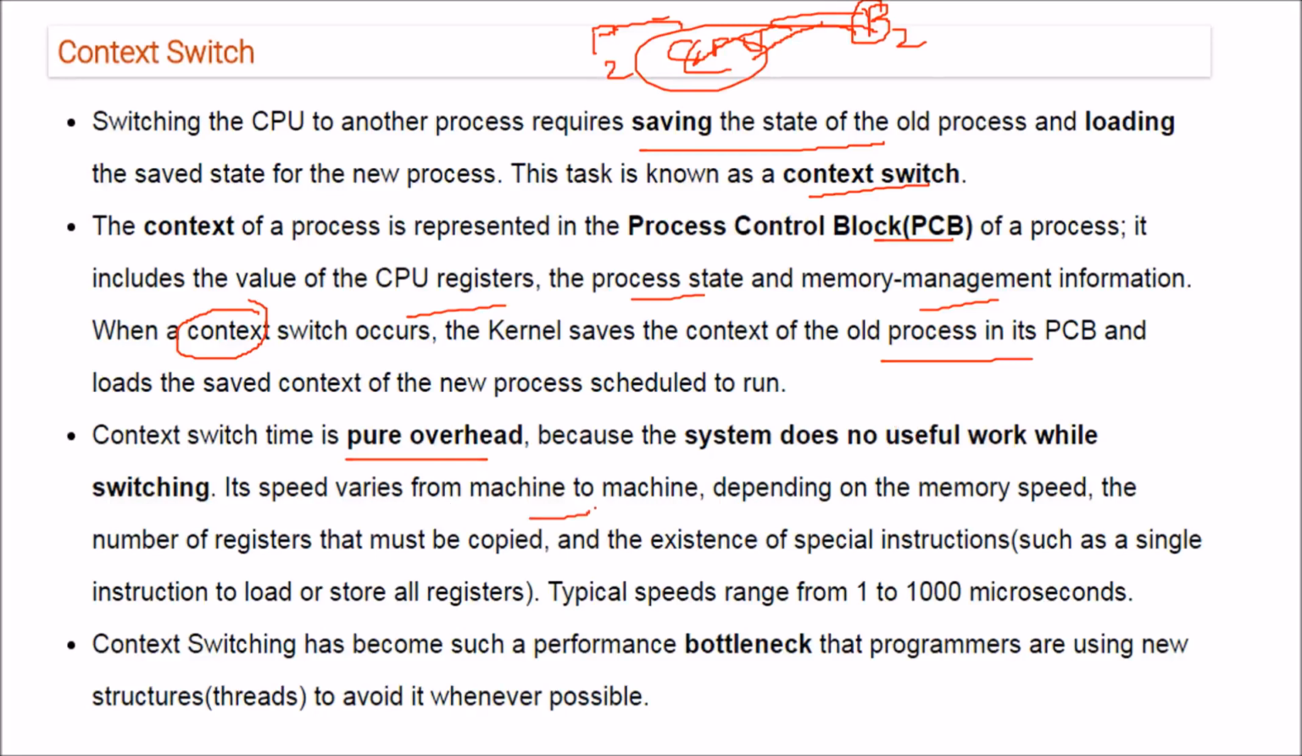Its speed varies from machine to machine depending on the memory speed, the number of registers that must be copied, and the existence of special instructions such as a single instruction to load or store all registers. Typically this speed ranges from 1 to 1000 microseconds. So context switching is a performance bottleneck, and programmers are using new structures, that is threads, to avoid it as much as possible, because this overhead has to be removed or minimized so that the actual execution can be done.